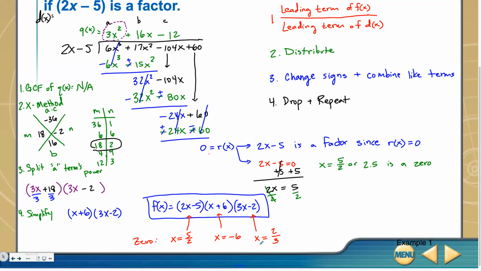Okay, so writing all this out, you might be wondering, why did he write all this out? He didn't ask for zeros, because this leads us into a huge shortcut, if you understand that factors and zeros work together.